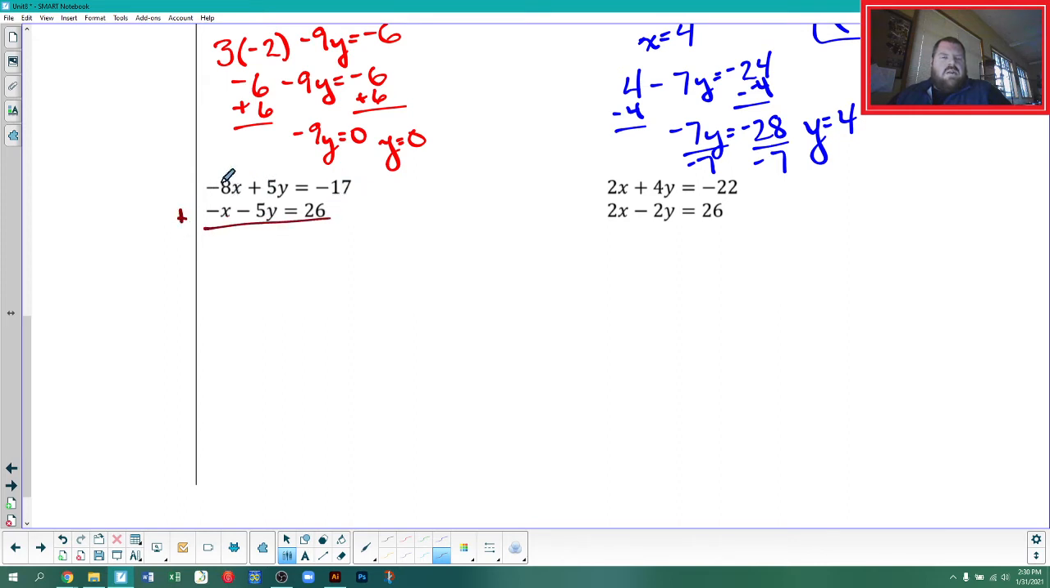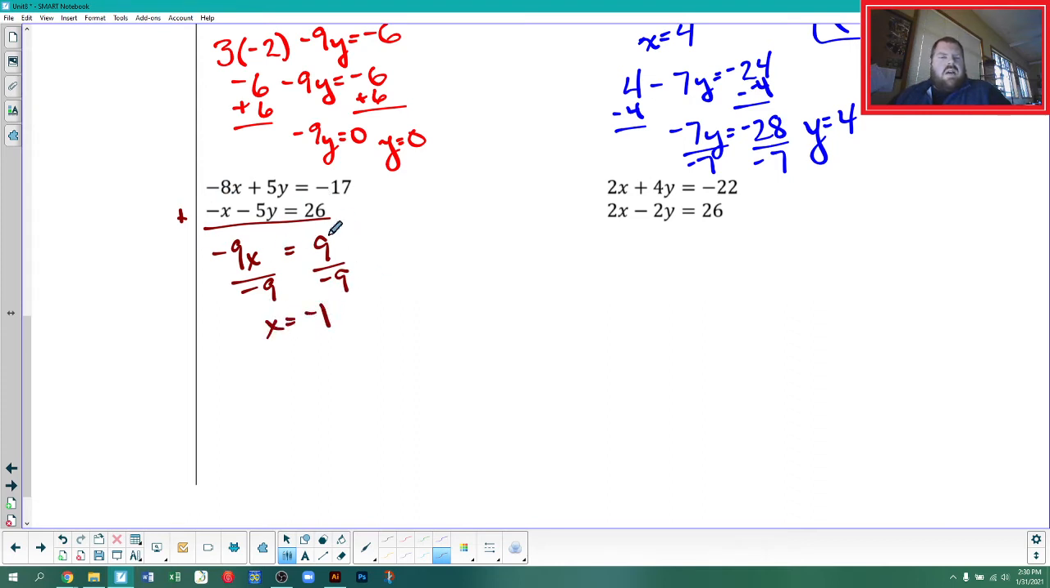And that's what I want to do. Negative 8 plus negative 1 is negative 9x. Y's will cancel. Negative 17 plus 26, I think that's going to give me a positive 9. Divide by negative 9. And we get that x equals negative 1.